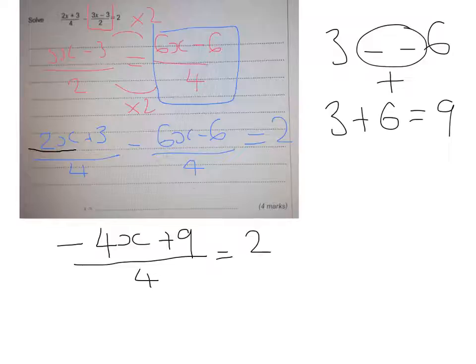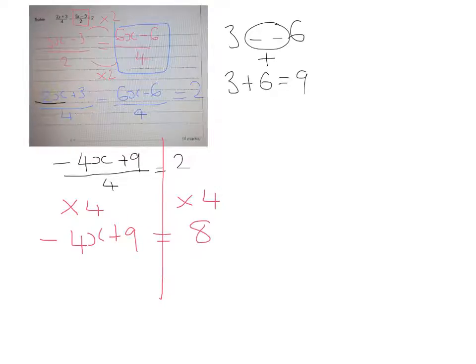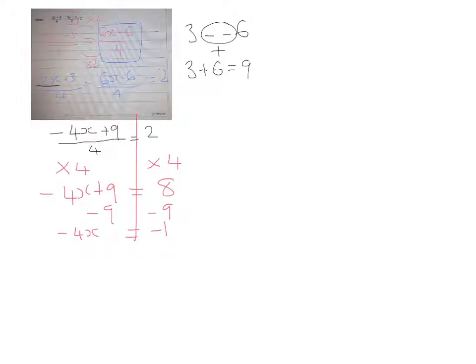So it's now turning into more of an easier question that we could answer by just using the balance method. So let's take this question then. And if we've got a denominator of 4, we need to times both sides by 4 to get rid of that. So we'll have negative 4x plus 9 still on that side, and that is going to be equal to 8. Okay, take 9 from both sides. We've got negative 4x is equal to negative 1. And final step is to just divide both sides by negative 4 to get x on its own.